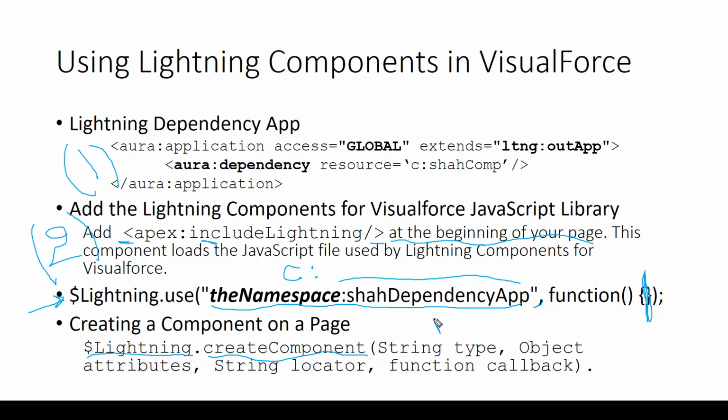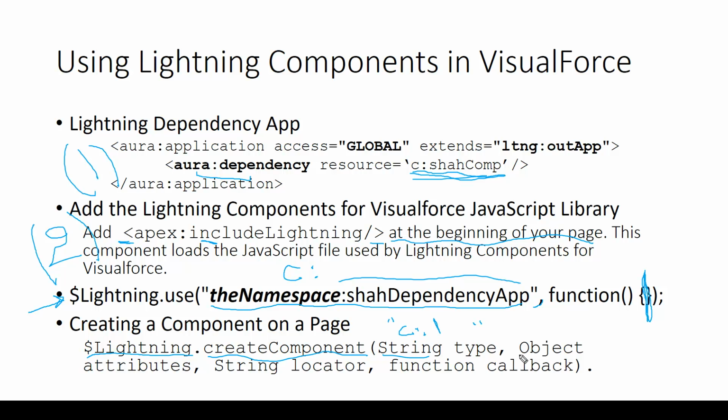Parameter 1, of type string, means your component name. Whatever component you have declared in the dependency component in your Lightning dependency app, provide that here. In this case, c:comp in double quotes because it's string type.